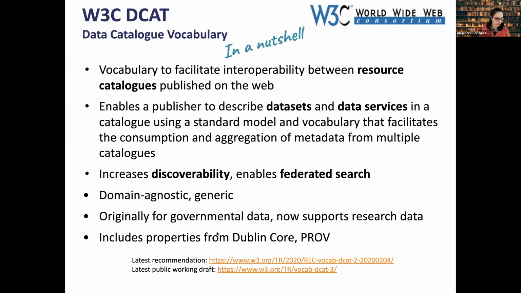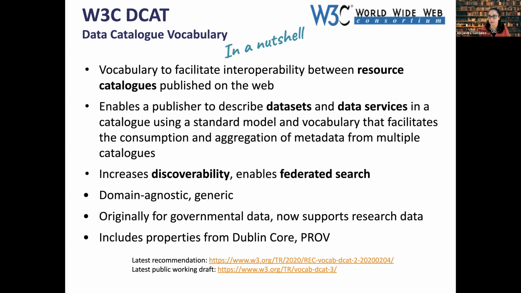So this is DCAT in a nutshell. When you leave this webinar, what you should know is that DCAT is a vocabulary that facilitates the interoperability aspects between the resource catalogs. By having the same vocabulary, the same standard of describing the resources, and in particular the data, you are able to have the same way of querying different catalogs and integrating data. So that's one of the main points.